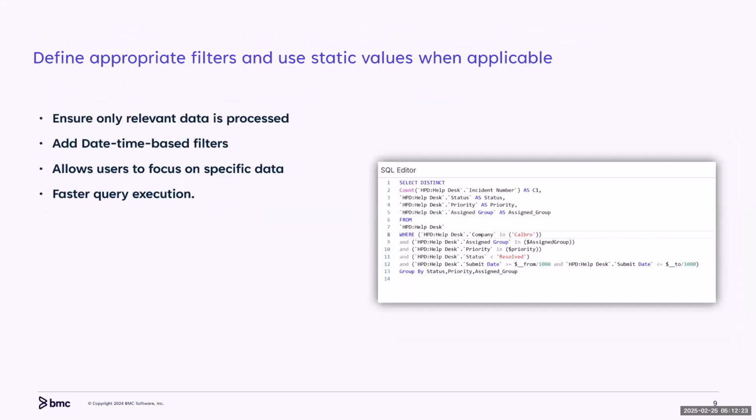The next approach is defining appropriate filters and using static values when applicable. It is always recommended to define appropriate filters and limit the data returned, as it improves the query performance by reducing the volume of records processed. Filters ensure the data is relevant and focused on the user's needs, such as by selecting a specific time period, group, or company. Also, static values in the WHERE clause help to optimize the query performance. These fixed values simplify the query logic and ensure consistent results. Using static values such as specific status or time ranges enhances the query speed and clarity.